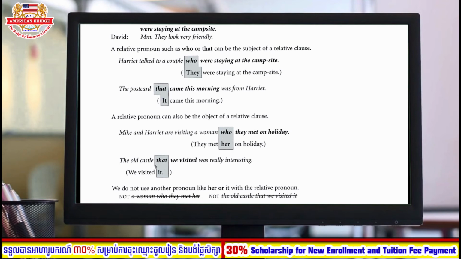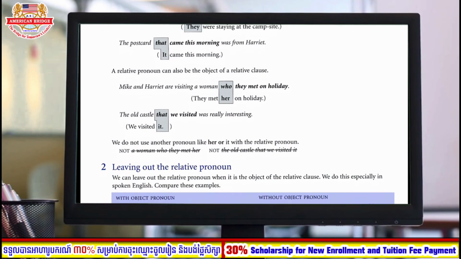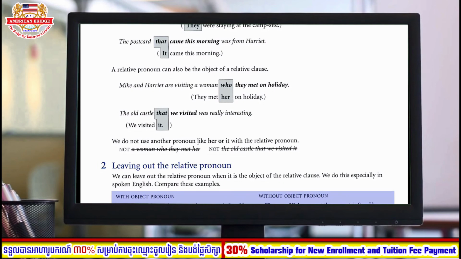So, the old castle that we visited was really interesting. We visited it, which means the castle here functions as the object. So again, be careful with the pronouns.